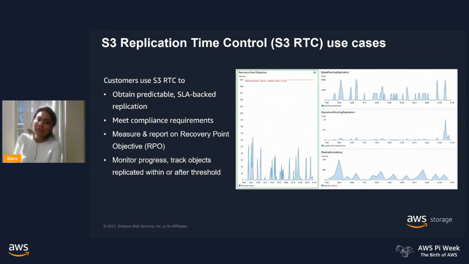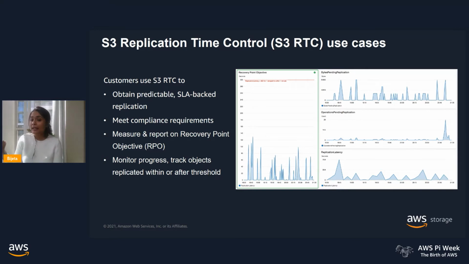We see many different use cases for RTC across financial industries and other industries, for example. Customers use S3 RTC for the time-based guarantee on replication. It helps them meet compliance requirements and report out recovery point objectives at a minute-level granularity. S3 RTC also helps you monitor the replication progress and track which operations, if any, come after that 15-minute threshold.